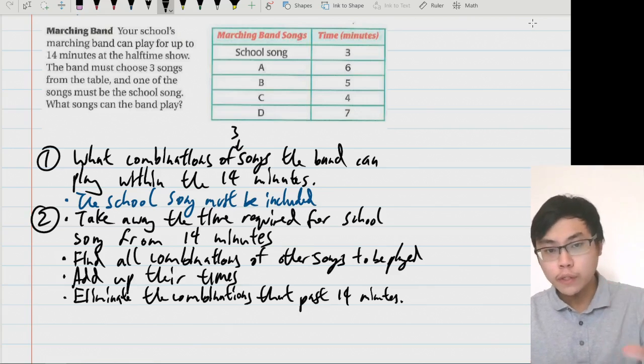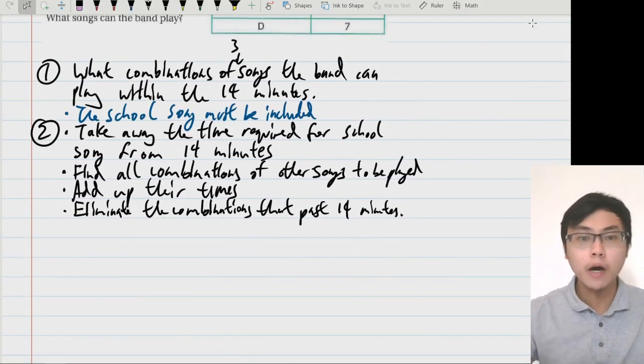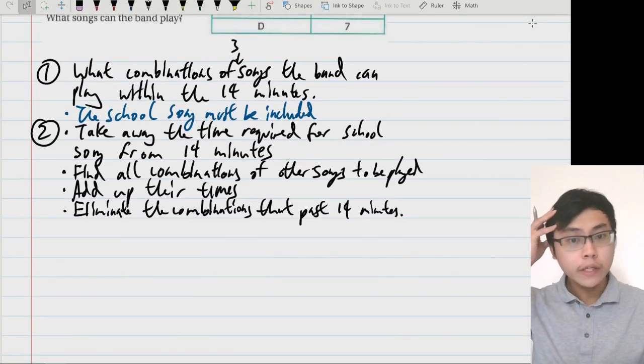Okay, so what I'm doing right here is writing down my strategy for solving the problem. Of course, when you do this question, you don't have to write down all of this strategy. I'm just modeling for you what is probably going on in my mind.